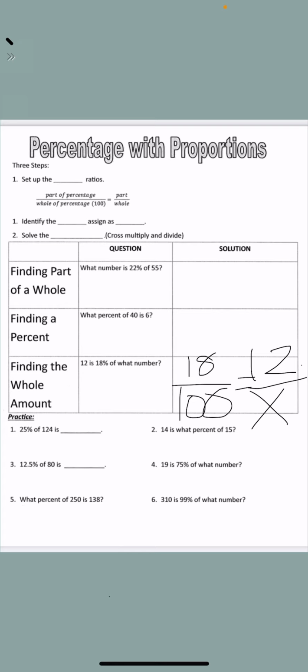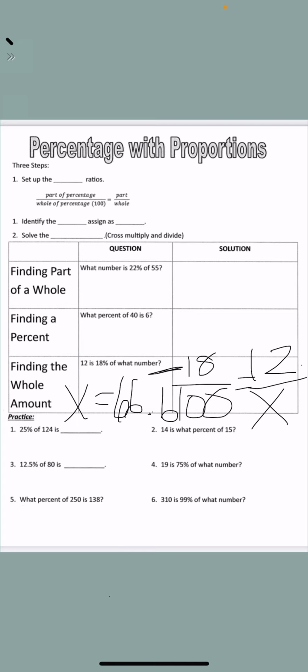So 12 times 100 is 1,200. And then divide by 18. And that is X equals 66.6 repeating. So basically there were about 66, 67 questions on that test, and you got 12 of them right. You got 12 out of 66 or 67 questions right, which gave you the 18%.